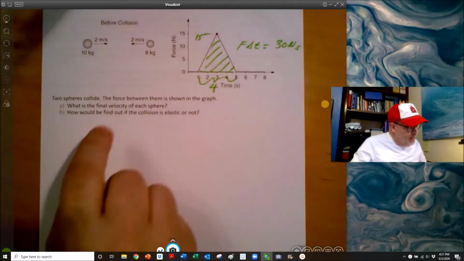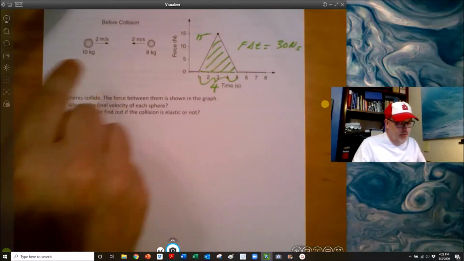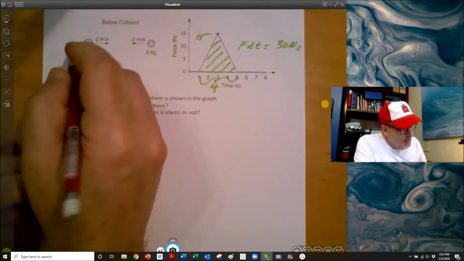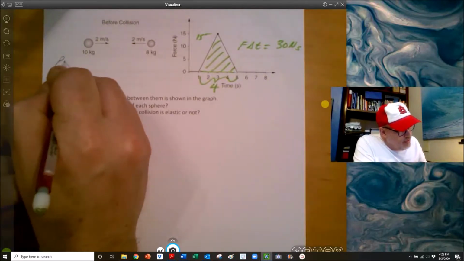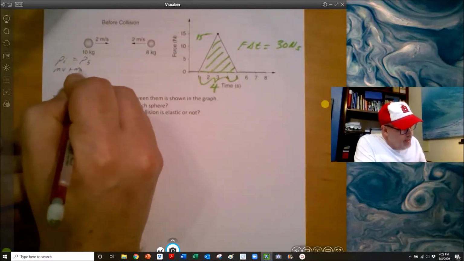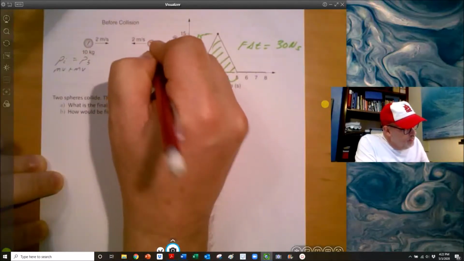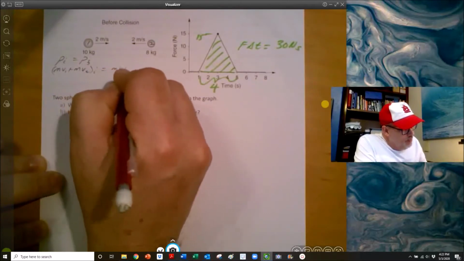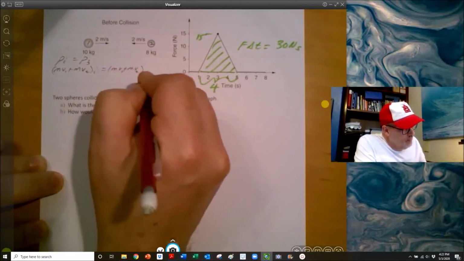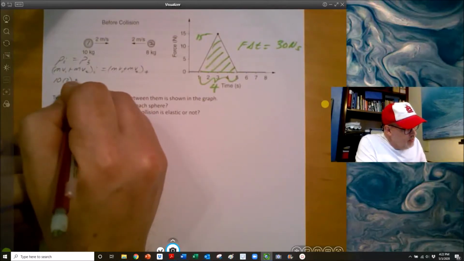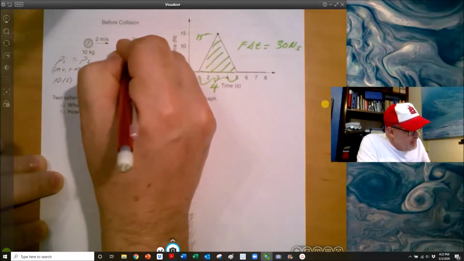Okay, find the final velocity of each of the spheres. Well, they're colliding, so this seems pretty straightforward, doesn't it? It seems like we should just do conservation of momentum. Initial equals final, so that would be mv plus mv. I'm going to call this one here 1 and this one here 2. So that would be mv 1, 2 initial equals mv 1, 2 final. So I put in 10 times 2. I'm neglecting my units right now. And be careful, that's a negative 2 right there, right?